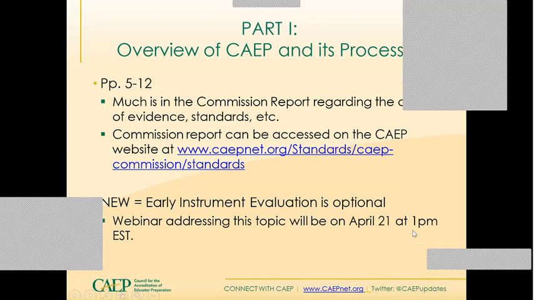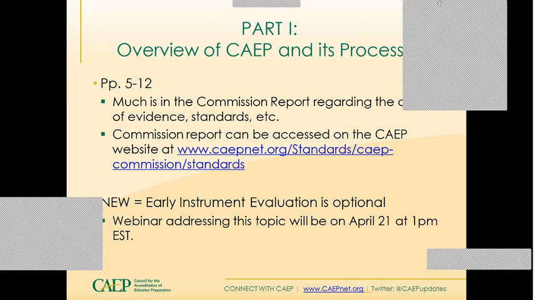On part one, we have an overview of CAPE and its processes. That's the whole entire first section. And in that section, there are a number of subsections, and I'll be talking about those specifically as we go along. Much of what's contained in the overview, which is on page 5 to 12, is also in the commission report. The commission report can be accessed on CAPEnet, and I've got the live link here.